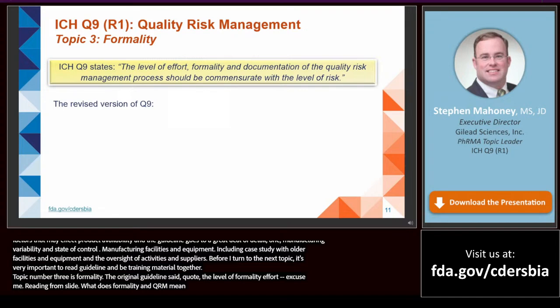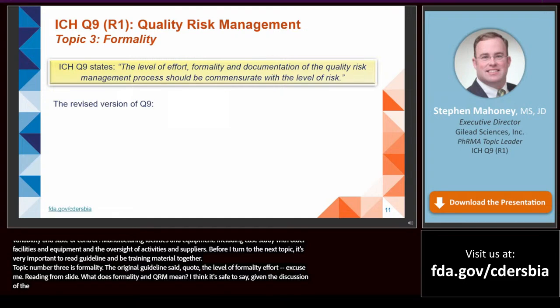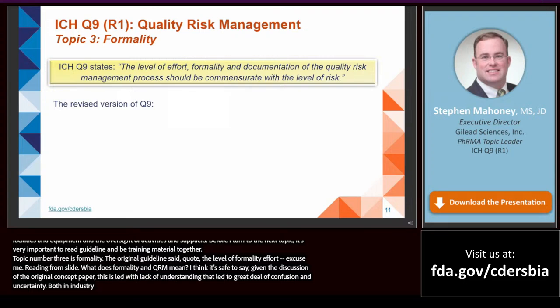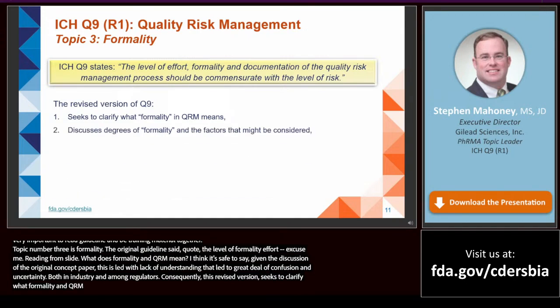I think it's safe to say, given the discussions for the original concept paper and business plan, that a lack of understanding of this concept has led to a great deal of confusion and uncertainty, both in industry and among regulators. Consequently, the revised version of Q9(R1) seeks to clarify what formality in QRM means. It discusses degrees of formality and the factors that might be considered when determining how much formality to apply to a given QRM activity.